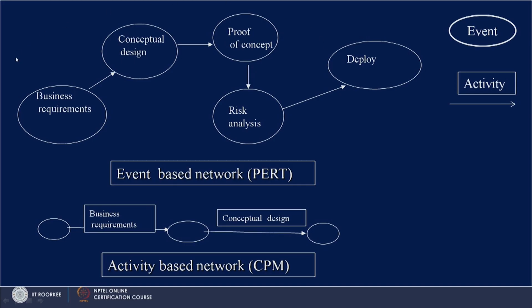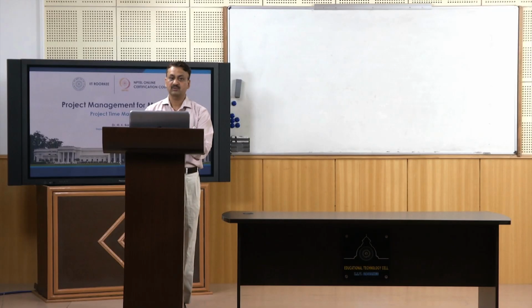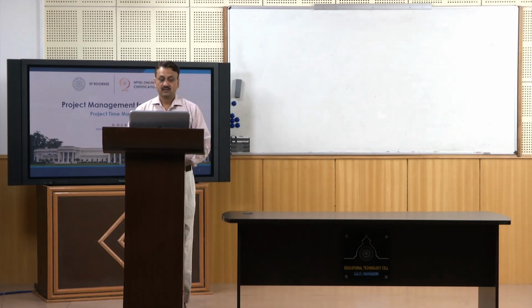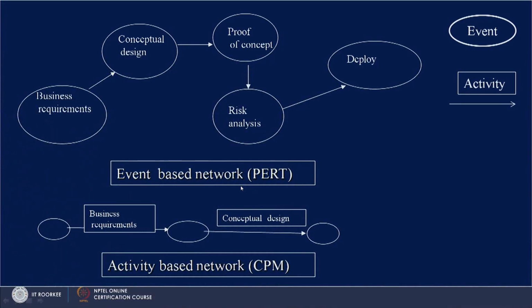So, if you look at this particular network, we have used arrows and circles. So, we will call all those circles as events and all those arrows as activities. So, this is the difference you should keep in mind. So, while drawing a network, you have got different nodes and different activities. So, this network is known as event based network. Now, what is event based network?